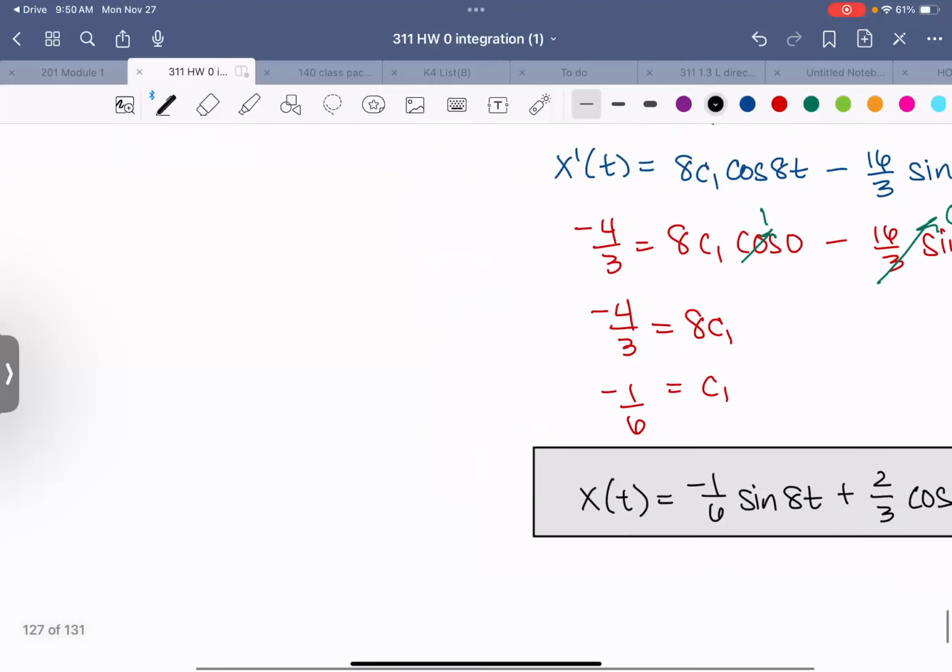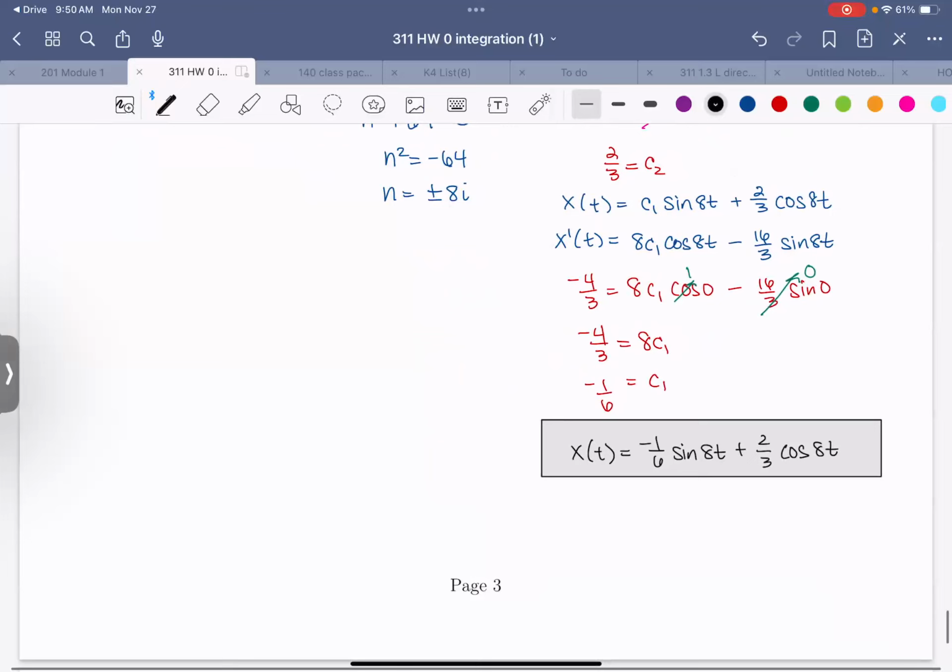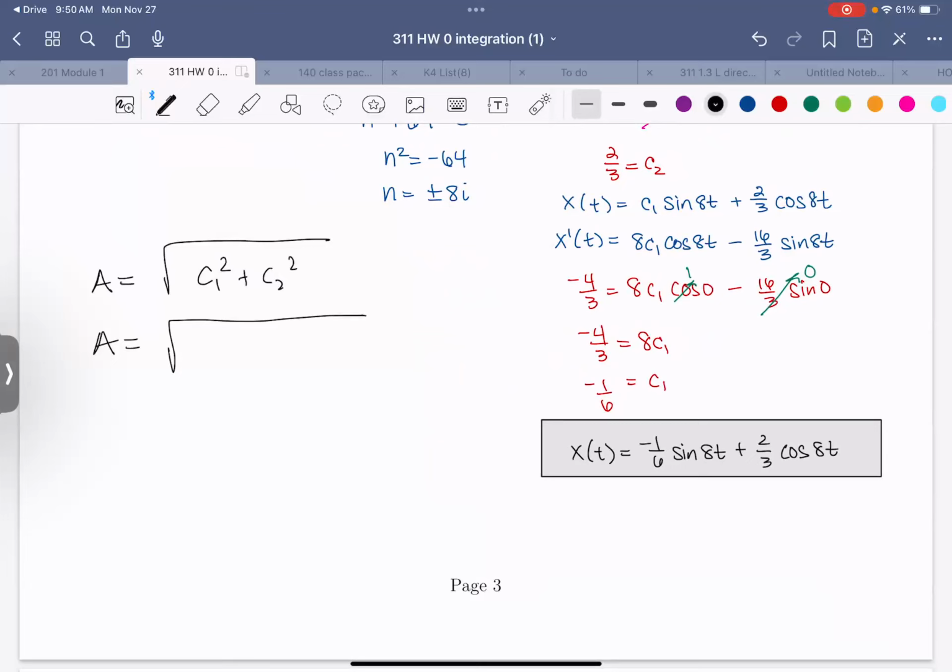Now, if we want to find our amplitude, and I'm out of time here, but your amplitude is equal to the square root of C1 squared plus C2 squared. So you're going to just plug in your negative 1/6 and your 2/3. So that's the square root of 1/6 squared plus 2/3 squared. Whatever that turns out to be is your amplitude. And then we know that the phase shift is the arctan of C2 over C1. So that's 2/3 divided by negative 1/6. And whatever those two turn out to be is what your A and your phase shift are.